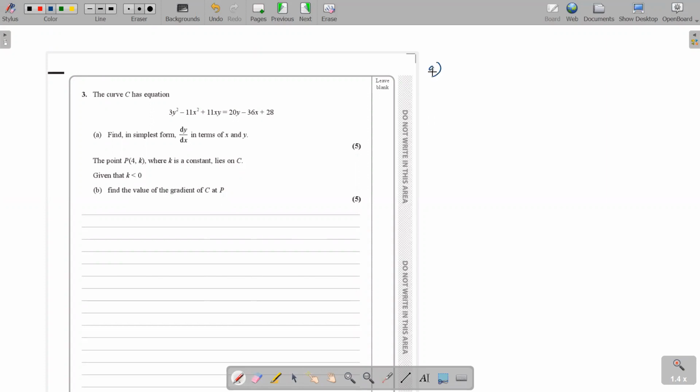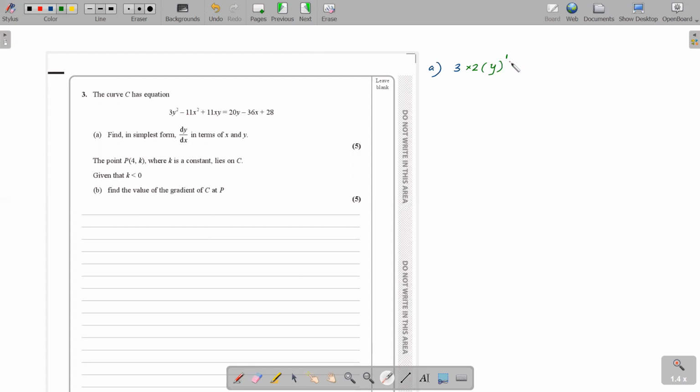How do you find dy by dx? We differentiate, differentiating y with respect to x. So when you have 3y square, you know how we differentiate. The priority first goes to the power. So what happens? When you have y to the power 2, you take the power 2 in front, and then you keep the y inside, and then 2 minus 1. First you take the power to the front and subtract 1 from the power.